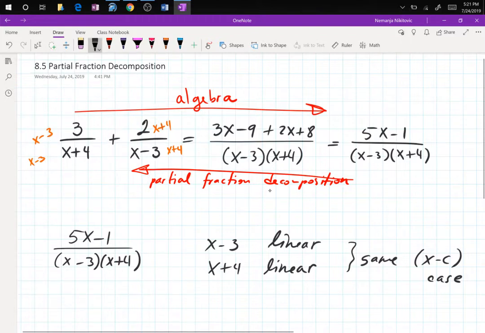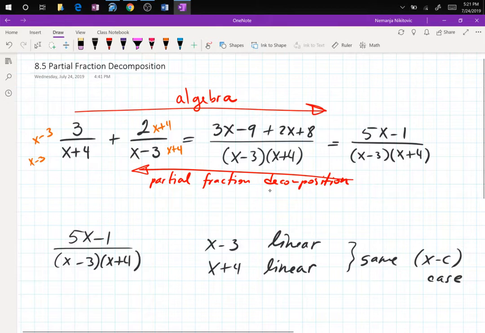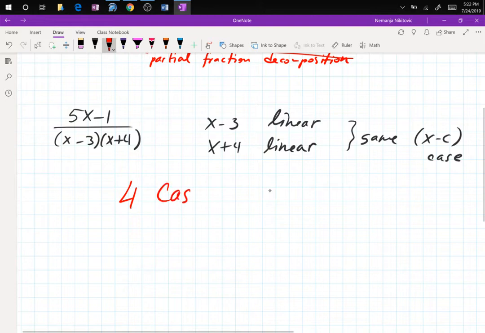Now, the key is to understand that if you have the integral for something like this, you can't integrate this. None of the methods we learned so far work. But if you look at this side, it is easy to use u substitution to get 3 ln x plus 4 and 2 ln x minus 3. So there will be a trivial integration in comparison to what's on the right-hand side, which is the reason why we do all of this. So let's learn 4 cases to set up the problem.